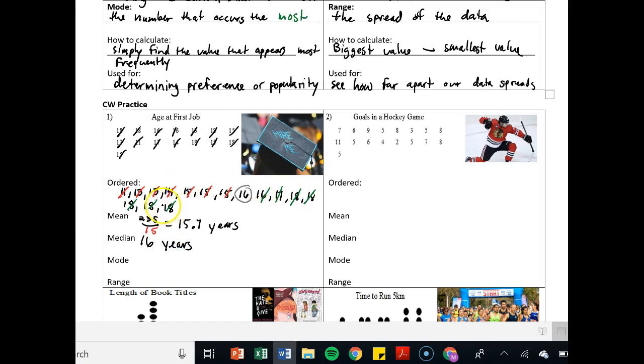My mode is simply the one value that occurs the most. And in this case, it's pretty obvious. 18 occurs 5 times. So I'm not going to say 5. I'm going to say 18 years. That means most people are getting their job in this data set at 18 years old.